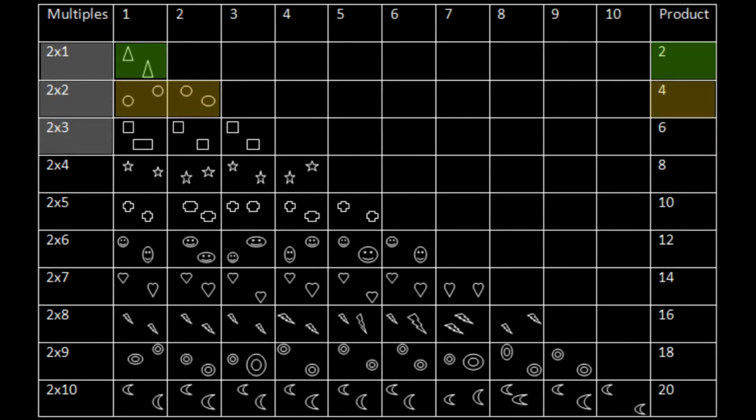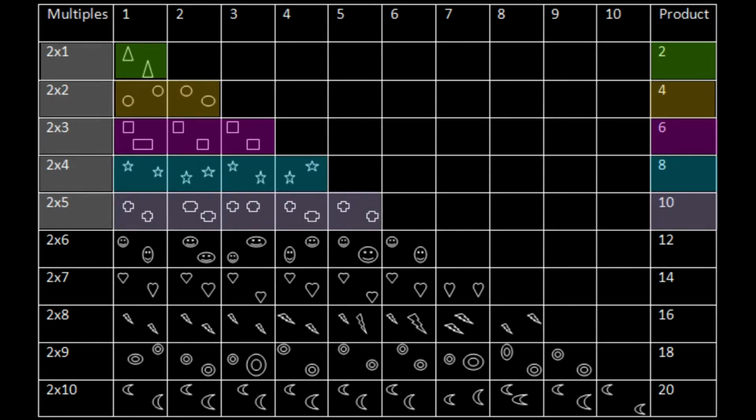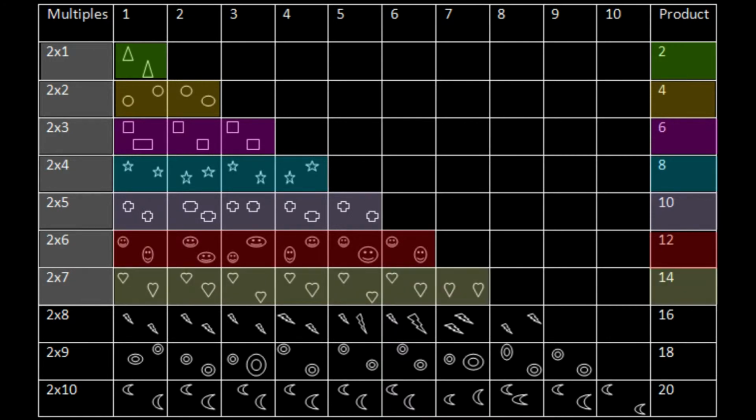2 times 3 can be represented by 3 groups of 2, and that gives us a product of 6 total items. 2 times 4 is 8. 2 times 5 equals 10. 6 groups of 2 give us a product of 12. 2 multiplied by 7 equals 14.